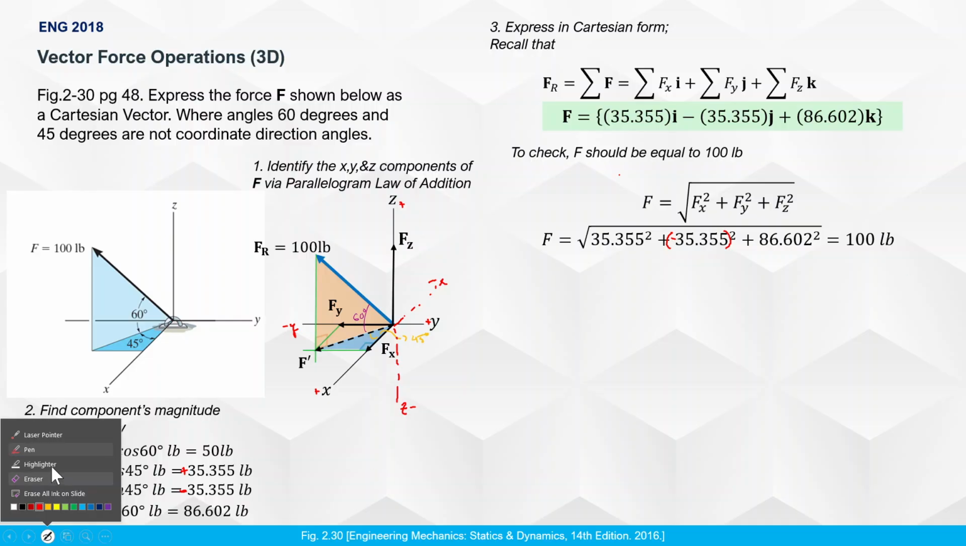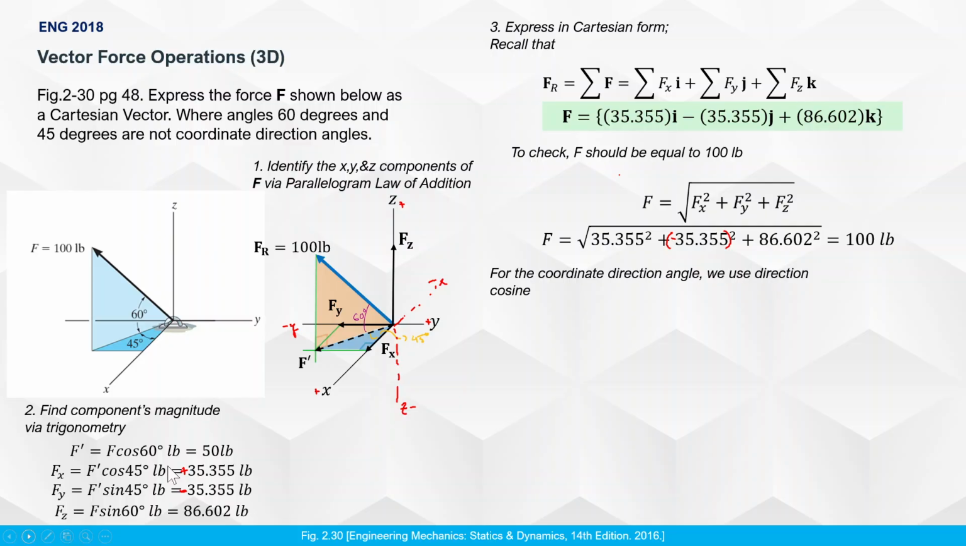Then from here, pwedeng minsan tanongin kayo sa problem na, what if, ano yung coordinate direction angle nyo? Ang maganda nito, alam nyo na yung resultant force, yung F. Then alam nyo rin yung magnitude niya. So all you have to do lang is just divide itong mga components into its magnitude, which is 100. So 35.355 divided by 100, negative 35.355 divided by 100, positive 86.602 divided by 100.